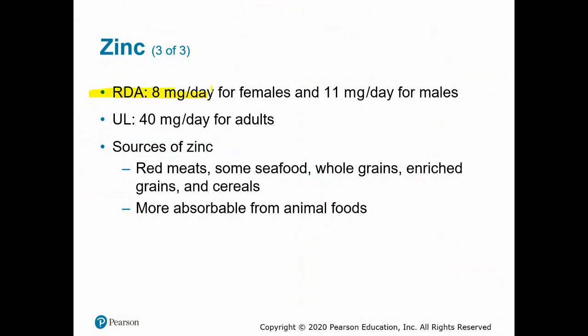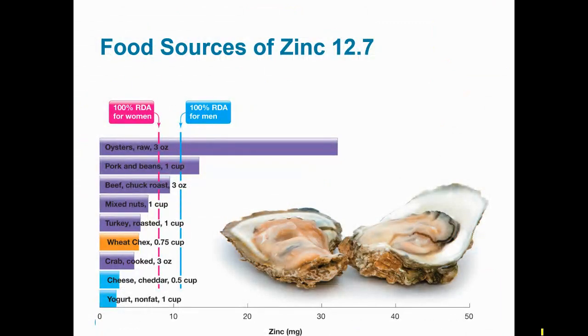Zinc is a trace mineral, so the requirements are pretty small: 8 milligrams for females and 11 milligrams for males, slightly higher for males. The tolerable upper intake level is suggested at 40 mg per day. Food sources include meat, whole grains, and a small amount from legumes as well. And again, apparently we absorb a little bit better from animal foods with the animal protein.